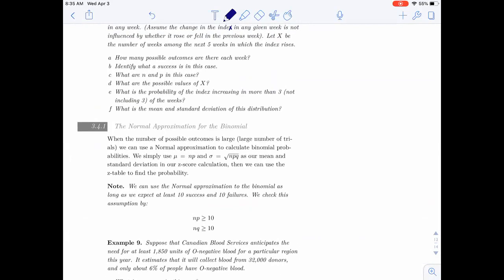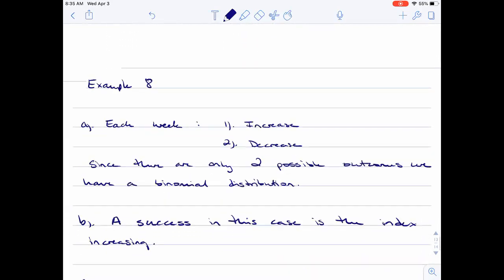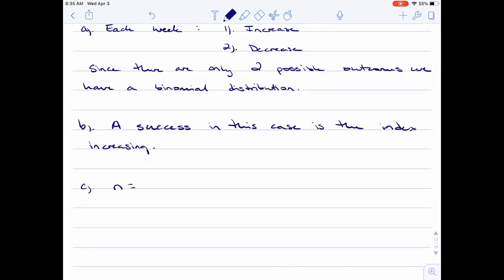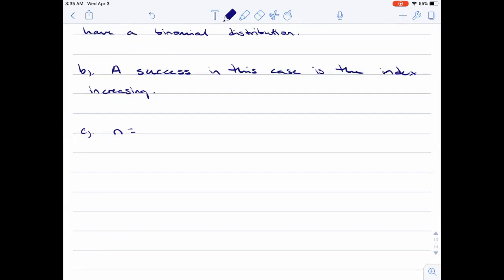Part C, what are n and p in this case? So n is the number of trials. We're looking at 5 weeks, right? So that means we have 5 trials. Each week it can either go up or down, up or down, up or down, right? But we've got 5 shots, let's say. So 5, in brackets, weeks. This is the number of trials.